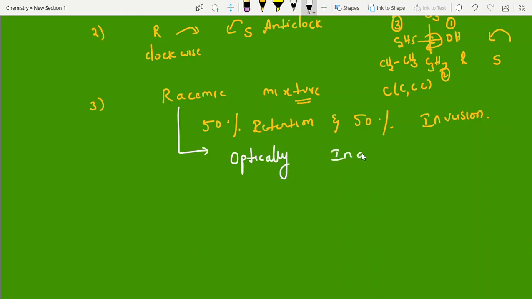Very important point. Optically active means chiral carbon. If chiral carbon is there, definitely it is optically active, we have expected. But some conditions we have there. Elements of symmetry. Any element of symmetry, plane of symmetry, axis of symmetry, center of symmetry, anything is present, definitely that is optically inactive.